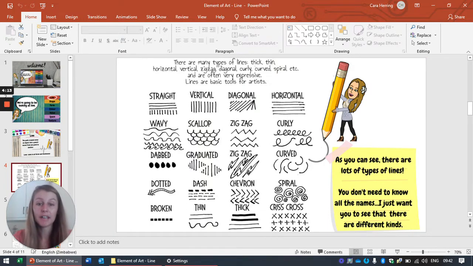Cool, so lines don't have to be straight, they can be any size and any thickness. There are many types of lines. Thick, thin, horizontal, vertical, zigzag, diagonal, curly, curved, spiral, etc., and are often very expressive. Lines are basic tools for artists. So you can see here, there are so many different kinds of lines used. And these are great examples. As you can see, there are lots of types of lines.